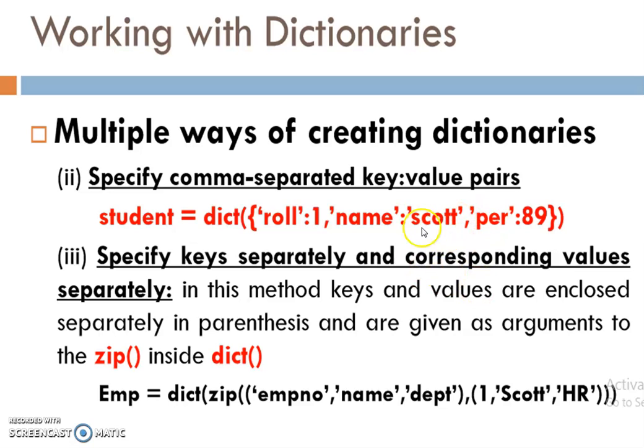Next is to specify keys and corresponding values separately. In this method, keys and values are enclosed separately in parentheses and are given as arguments to zip inside dict. See here, dict, then zip. Inside the zip we give first the keys, then the values. All are given in parentheses.